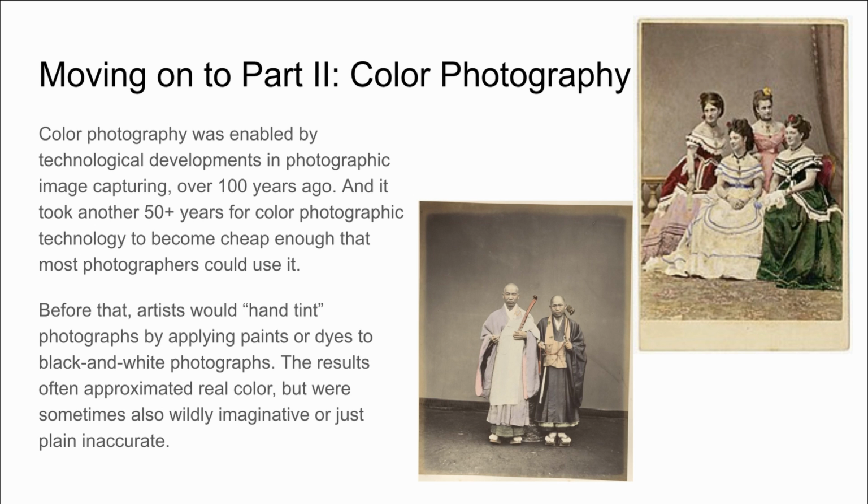Color photography. Color photography was enabled by technological developments in photographic image capturing over 100 years ago. It took another 50 plus years for color photographic technology to become cheap enough that most photographers could use it. So that's putting us toward the middle of the 20th century. Before that, artists would hand tint photographs by applying paints or dyes to black and white photographs. The results often approximated real color, but were sometimes also wildly imaginative or just plain inaccurate.